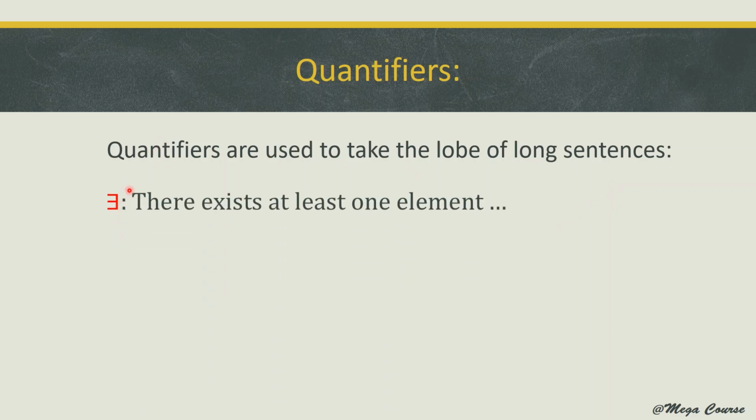We have this symbol, there exists. This symbol means there exists at least one element. Quantifiers here are made to make the long statements short and beneficial. Instead of saying there exists at least one element inside this set, for example, you use this symbol.